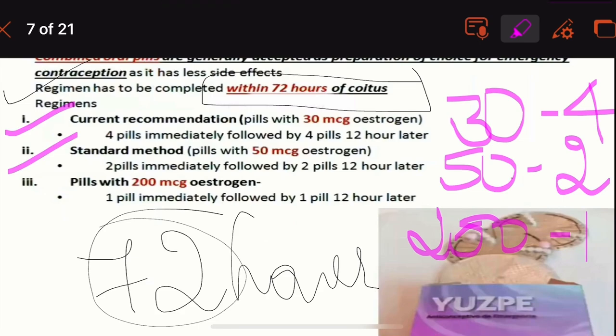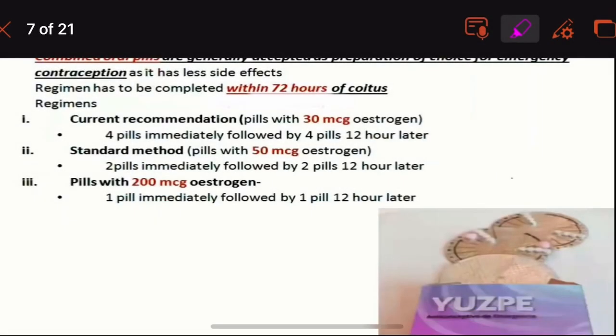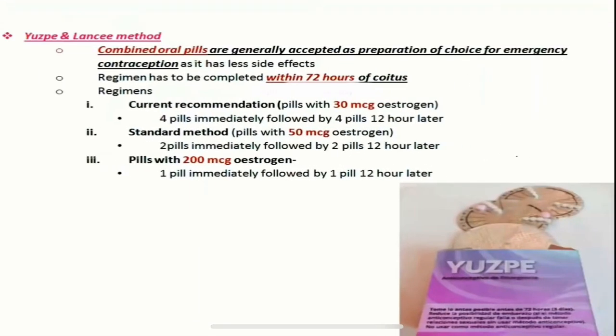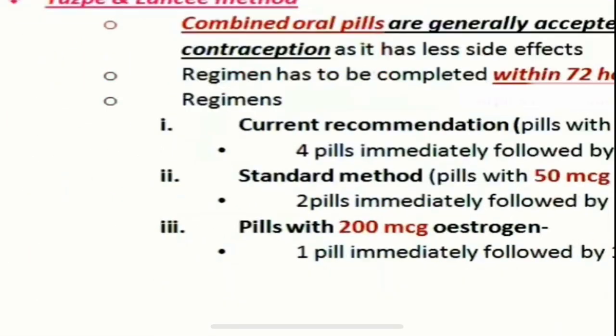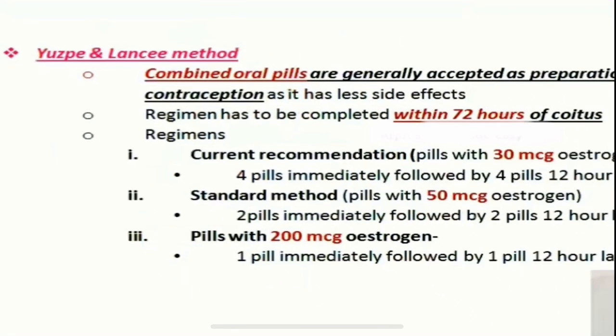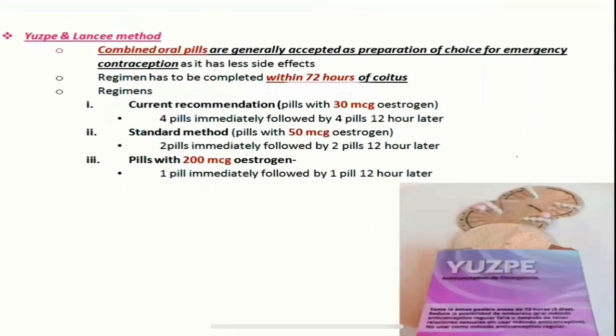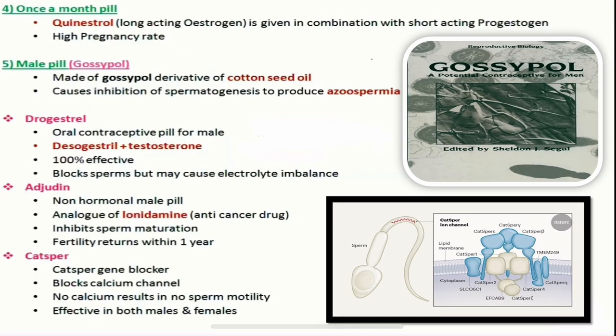So always remember the regimens. What are those? Mifepristone 10 mg once within 72 hours. Mifepristone just 10 mg will suffice. Now we are only dealing with the USP method, wherein the recommendation in cases of 30 mcg is 4 pills followed by 4, 50 mcg is 2, 200 mcg is 1. Clear guys? Fine. Next, the USP and Lancy method, the regimen has to be completed within 72 hours of coitus.